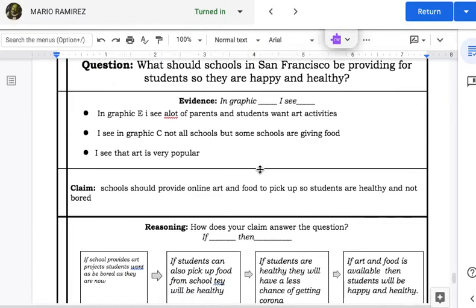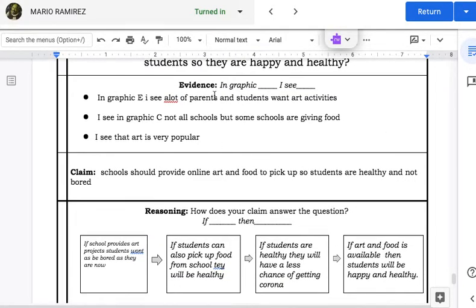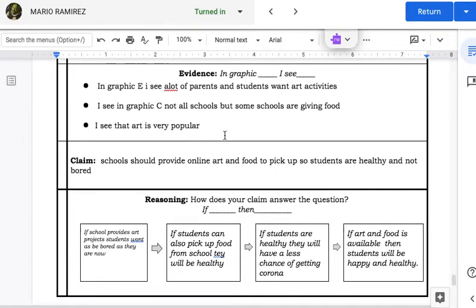Mario here also did a really great job with his evidence, kind of thinking about all the different graphics and making sure he's citing them. And then again down here, his evidence and his reasoning are very much connected, and his evidence and his claim are also very much connected. He's not just pulling random stuff. Everything is driving at the same idea.